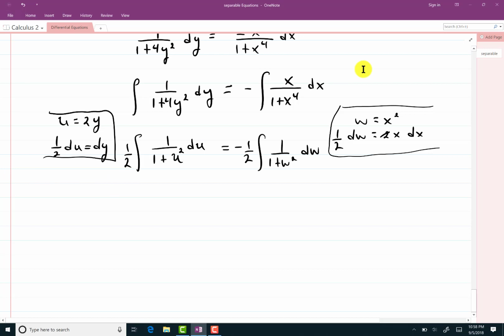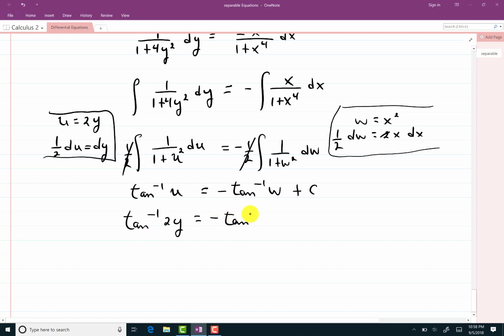Now, at this stage, right now, I could multiply both sides by 2 and take that out. So I don't even play with that part. On the left, I'll get arctangent of u. And on the right, I'll get negative arctangent of w. And then I'll have plus a constant. So let me go ahead and change my u and w's back. The u is 2y, so I'll get arctangent of 2y equals negative arctangent of x squared plus a constant.